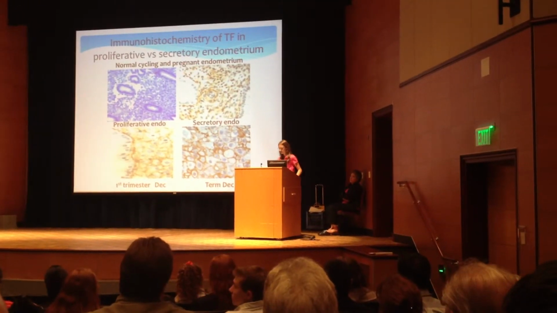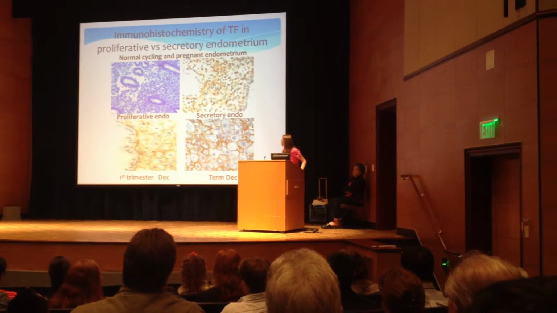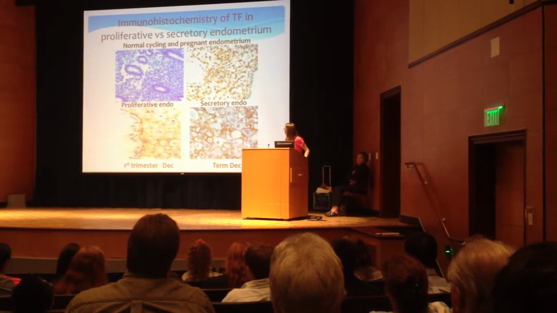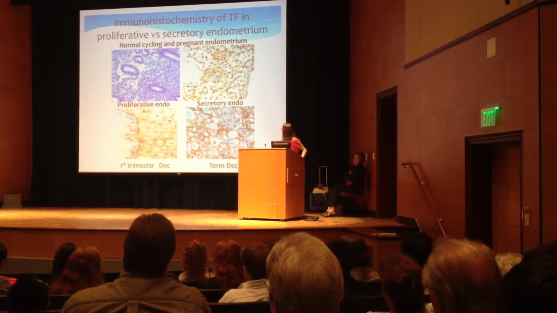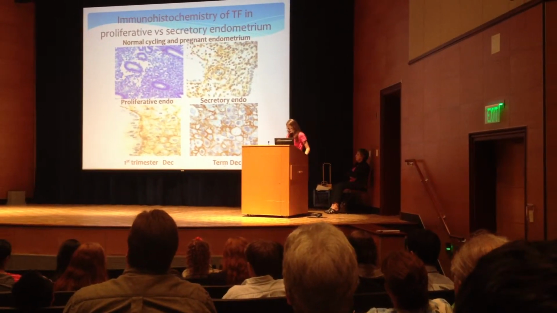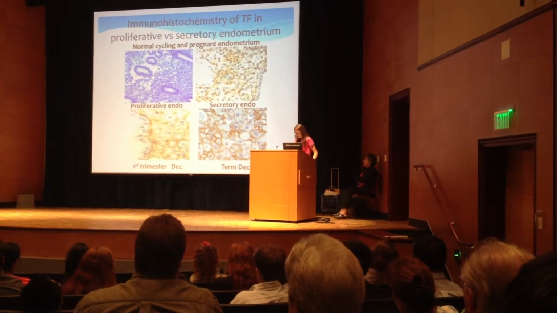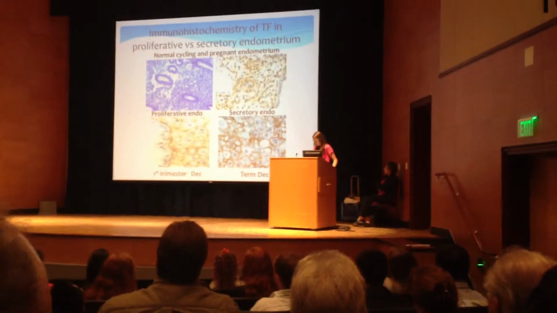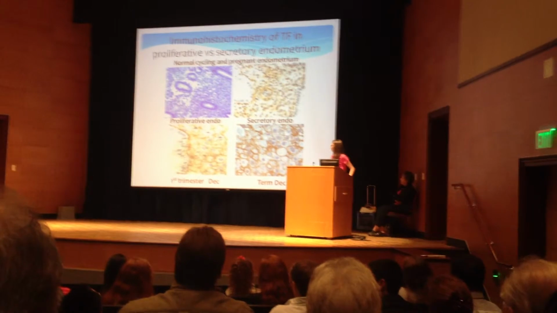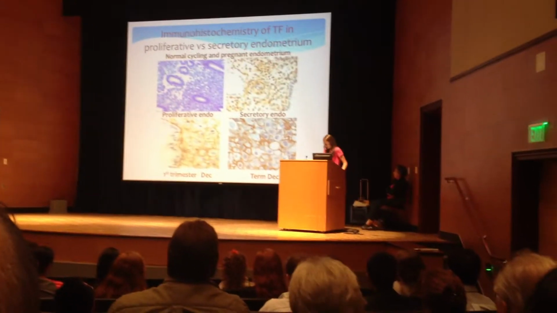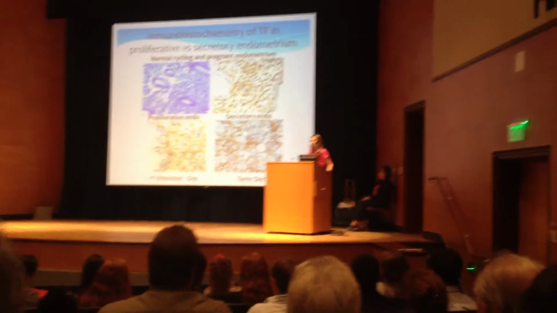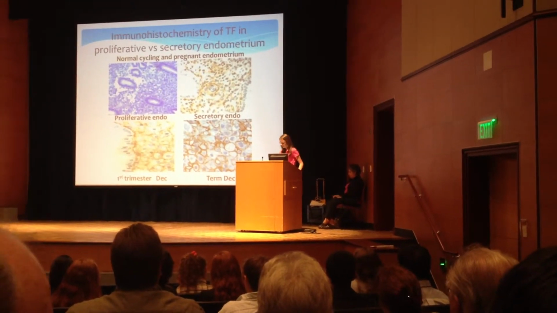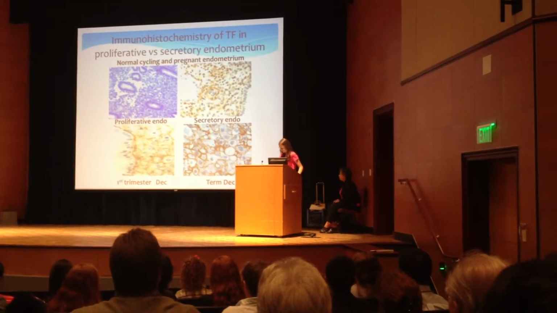Immunohistochemistry of tissue factor. As you can see, there was low to no staining in the proliferative endometrium. However, tissue factor, which was stained brown, is expressed normally in the secretory endometrial stromal cells, in particular those surrounding the vessels where the trophoblasts would invade. We propose that this phenomenon occurs to prevent hemorrhage if pregnancy occurs in which the trophoblast invades the vasculature.